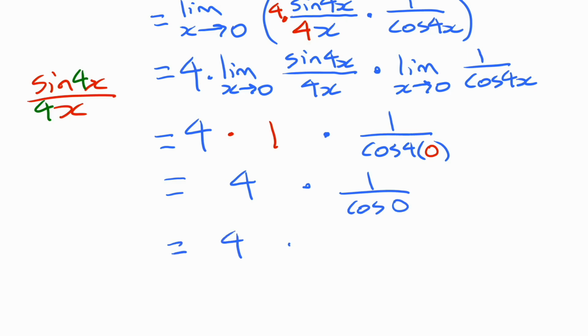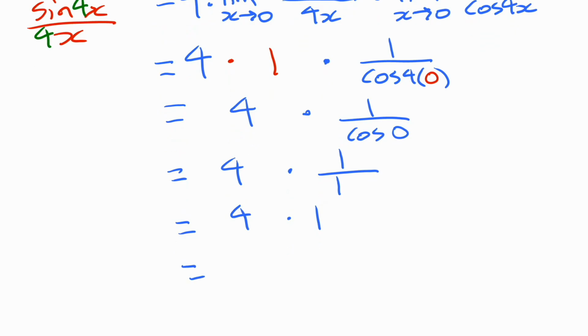And then we're almost there. 4 times 1 over cosine of 0 is 1. And so then we have 4 times 1, which is, of course, 4. That's our limit of that original function that we started with there.